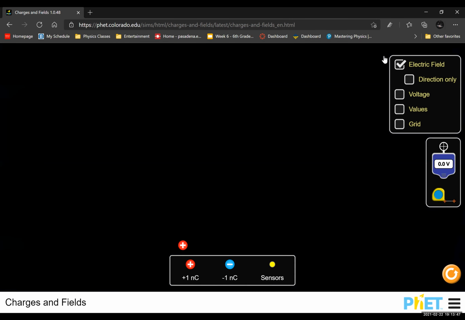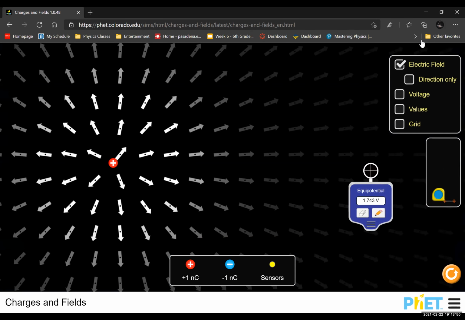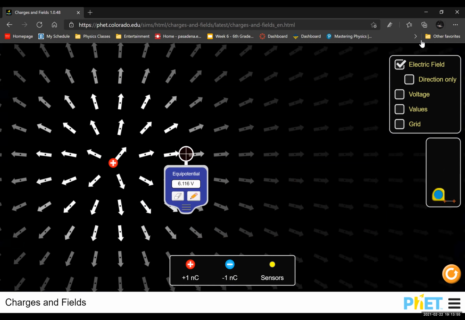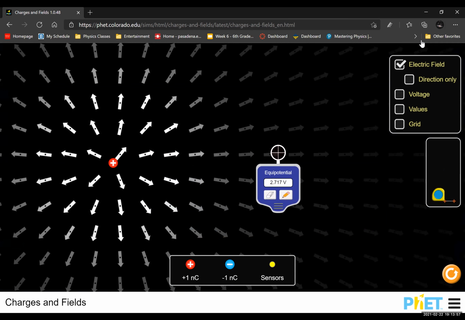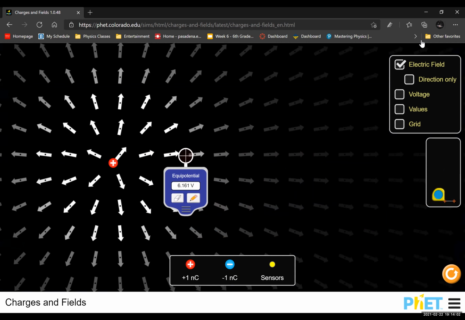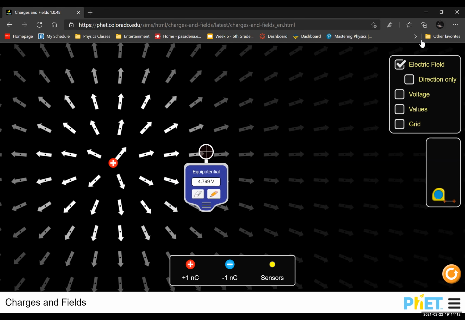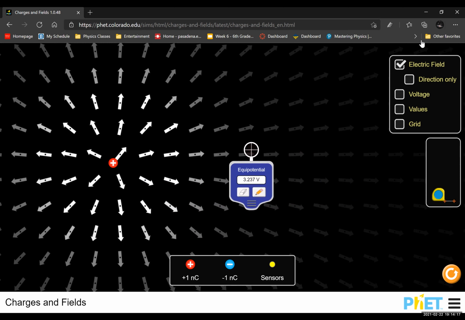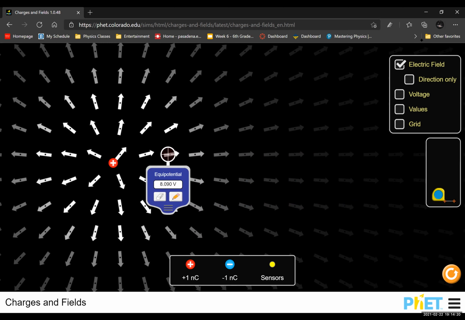This is also true if I have a positive source charge. So see, here's my potential, 12.37. And if I'm going in the direction of the electric field, my potential actually decreases. If I'm going in the opposite direction of the electric field, my potential actually increases. And that's a very important thing that we're going to use to derive the expression that relates electric field and potential. That means if you go in the direction of the electric field, your potential decreases. If you go in the opposite direction of the electric field, your potential increases.